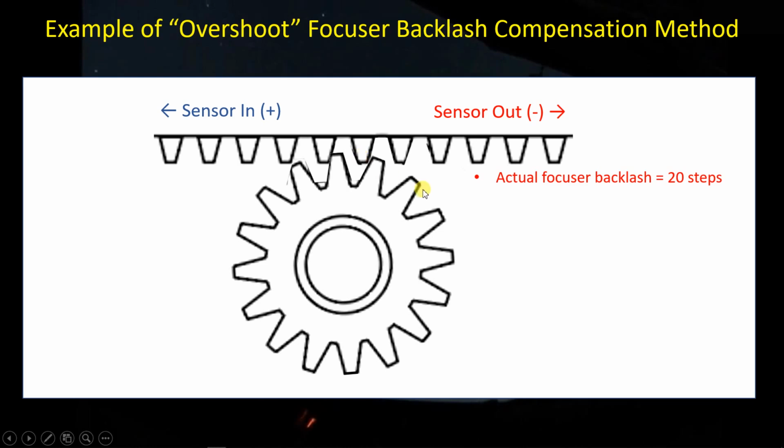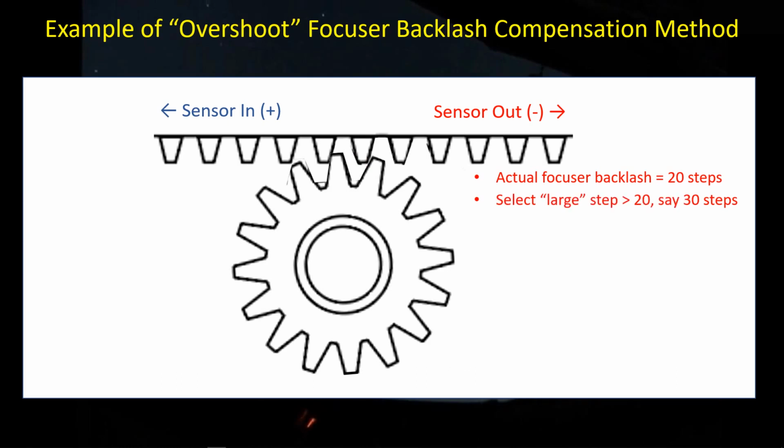Now, in this case, I'm going to use the example that I measured for my Celestron focuser and say that the actual focuser backlash is equal to 20 steps. So in other words, it takes 20 steps of clockwise motion of this pinion to rotate in order for this edge of the tooth to engage with this edge of the tooth of the rack.